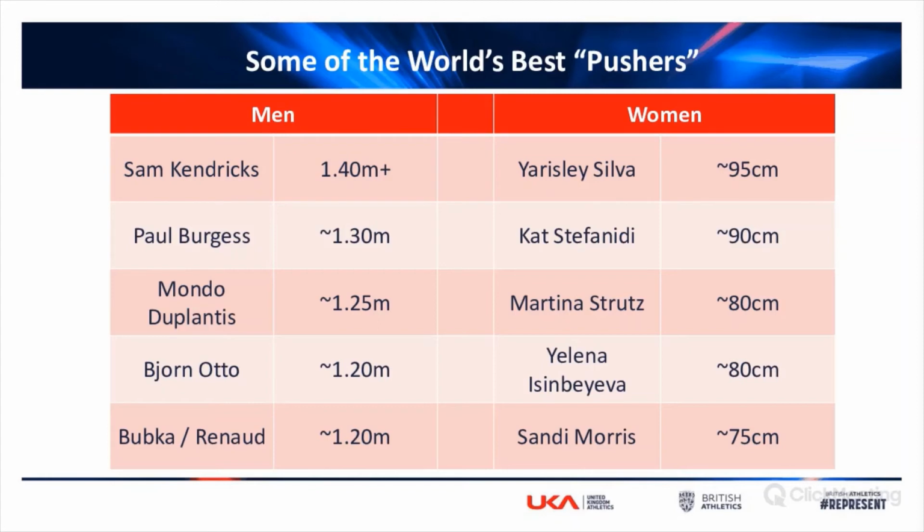And then on the women's side, we haven't talked much about Yarosley, but Yarosley Silva from Cuba has pushed 95 centimeters, which is just astronomical. Kat has pushed 90, amazing. Martina Strutz from Germany, very short jumper, just jumping on 430 poles, pushed 80 centimeters. Yelena, when she was breaking world records, 80 centimeters. And of course, Sandy up over 5 meters as well at 75 centimeters. Those sorts of numbers are absolutely mind-boggling push heights.